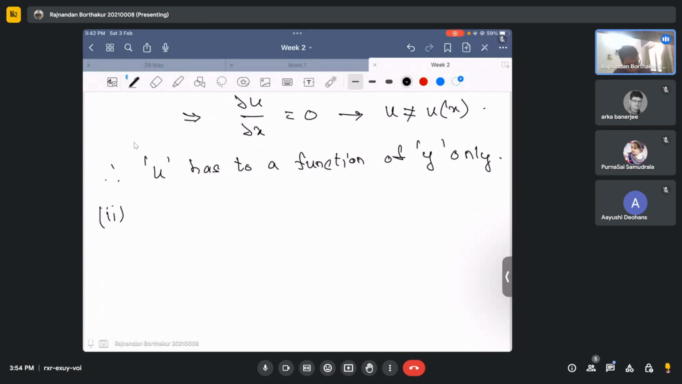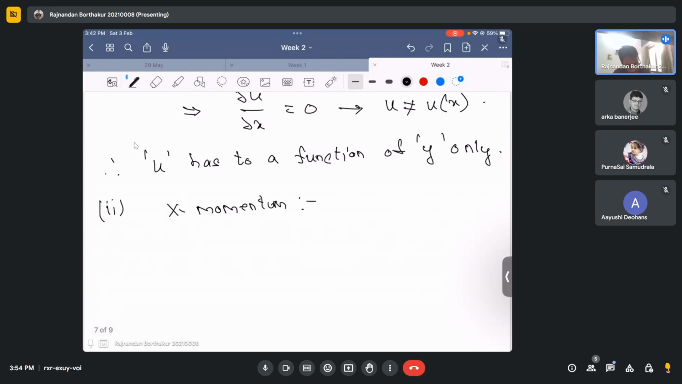All right. So in the second step, we begin by writing the x momentum equation. Okay, or we are writing a Navier-Stokes equation in the x direction. So let us do this systematically.